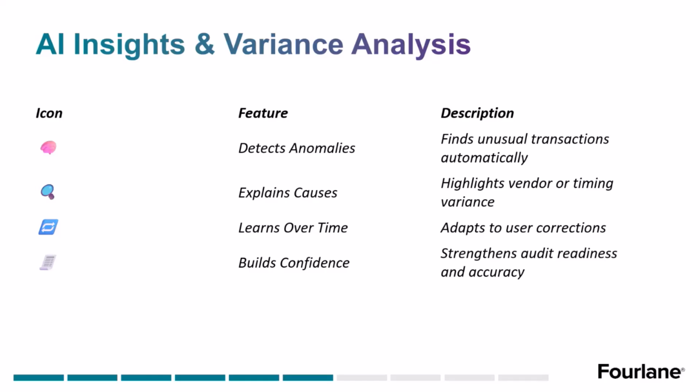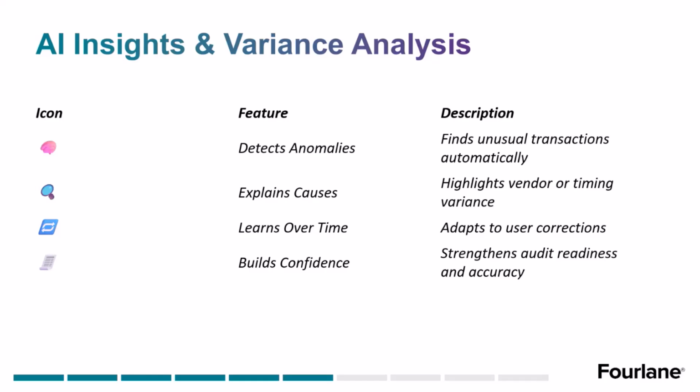For example, one of my clients in professional services noticed that travel expenses were increasing, but they weren't sure why. IES flagged the variance automatically, and within seconds, they discovered a misapplied vendor category. What used to take hours of digging was resolved in minutes. And that's the kind of intelligence that clients immediately see value in.